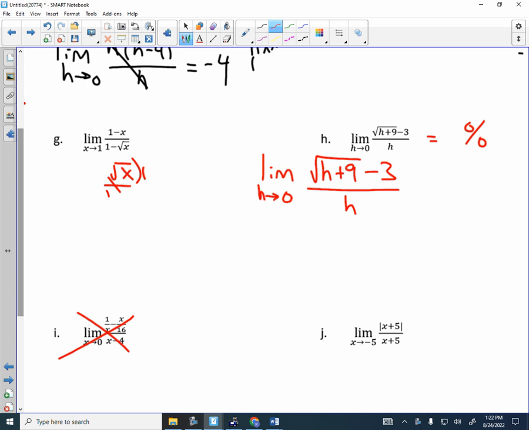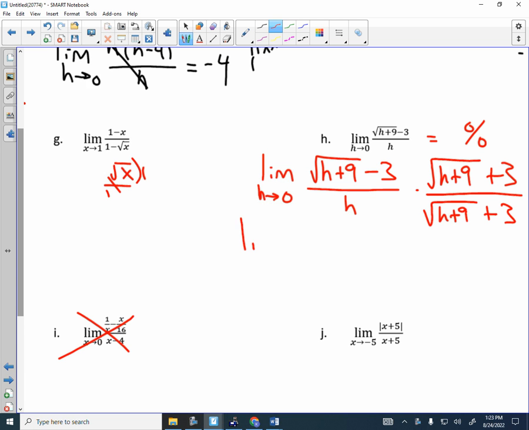We multiply by the conjugate. What is the conjugate of square root of h plus 9 minus 3? Square root of h plus 9 plus 3. So we multiply the top and the bottom by that. The conjugate is simply the same thing. We just changed the sign of the ending. Because that over that is just 1. And therefore we maintained equality.